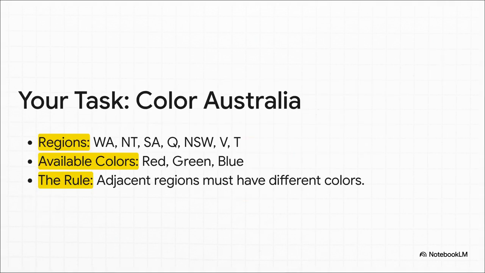All right, so let's get specific about our little puzzle here. We've got 7 regions to color. We've only got 3 colors to work with: red, green, and blue. And the big rule, the one we can't break, is that neighbors have to be different colors. So those are the basic pieces we have to play with.